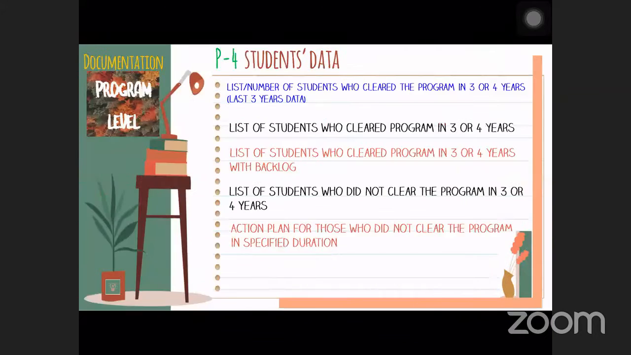Let's move on to the next file, program level documentation, file number 4, P4, students data. What is expected in this file? In this file, we generally expect a list of students who have cleared the program in 3 or 4 years. Why am I saying 3 or 4 years?